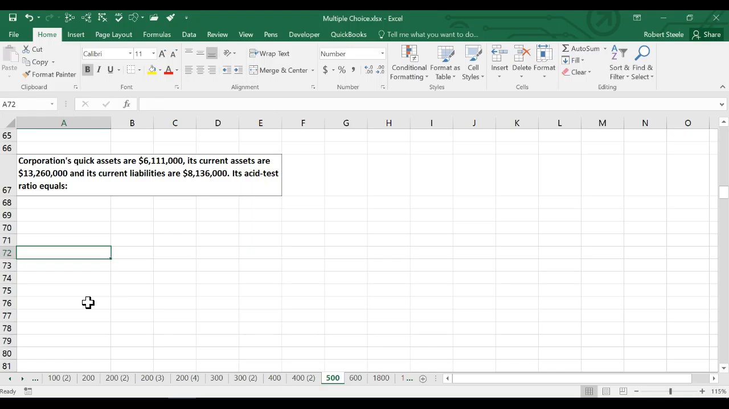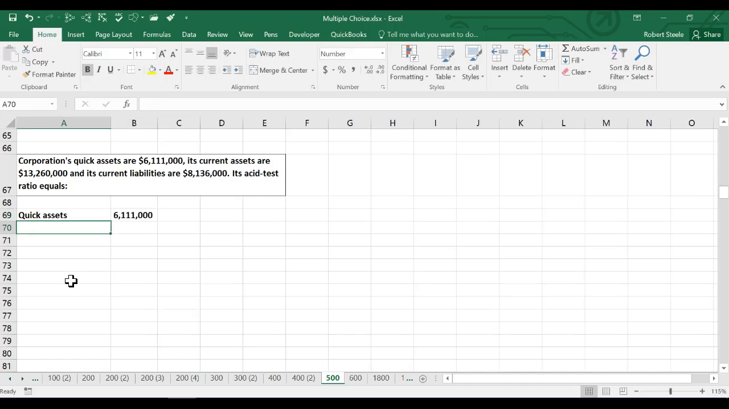Next one says that a corporation's quick assets are $1,111,000. Its current assets are $13,260,000, and its current liabilities are $1,136,000. Its acid ratio equals what? So same thing. We just got to know what the ratio is. So we're going to take the quick assets, which are less than the current assets, and we're going to take the current liabilities, and we will then divide those out.